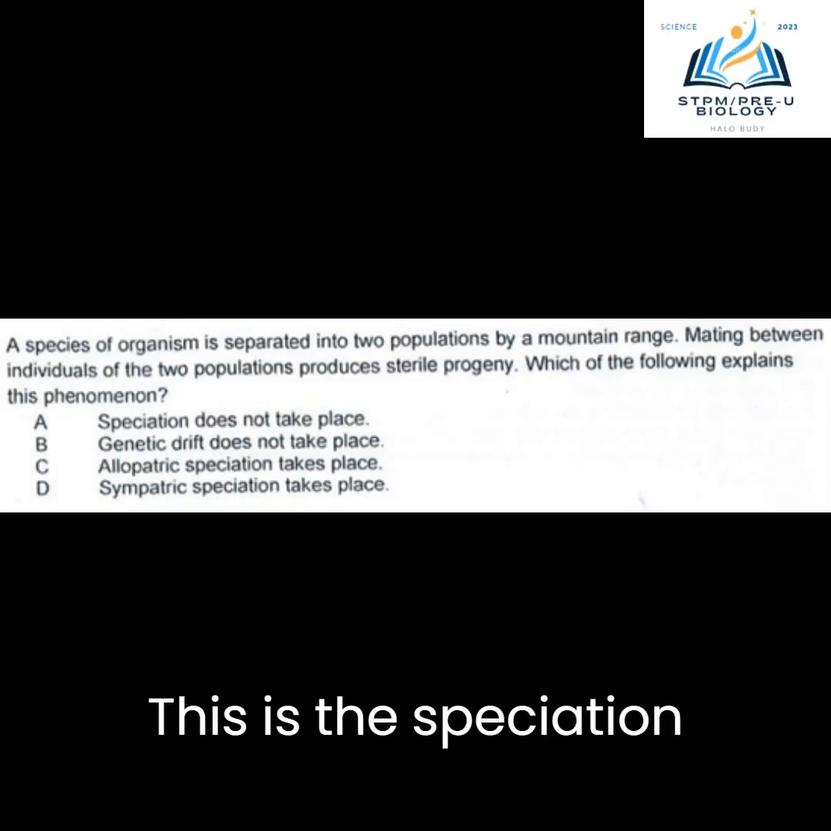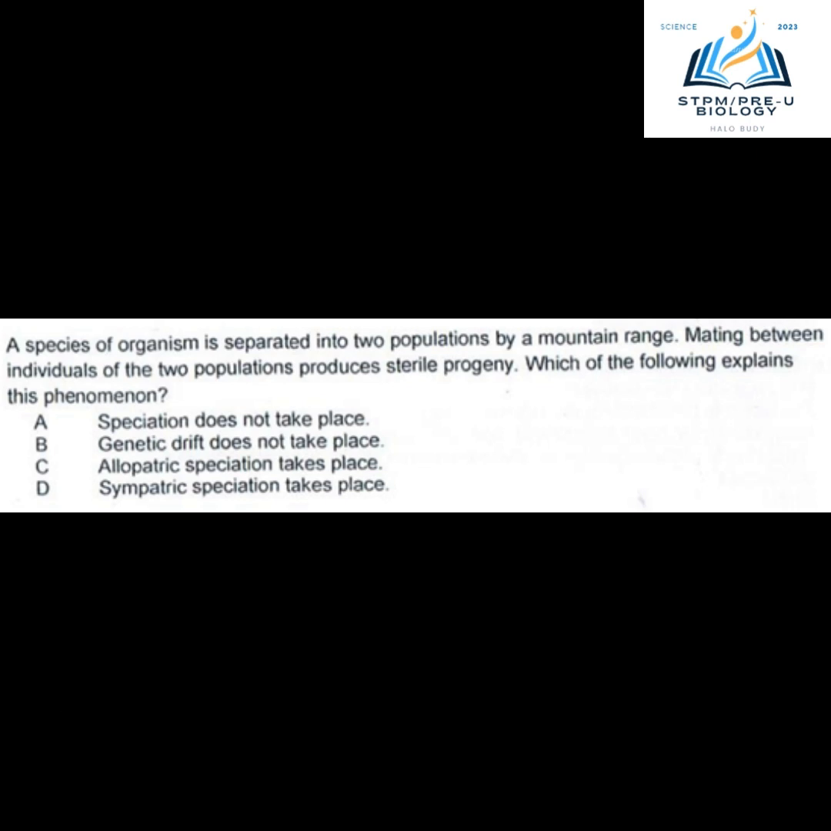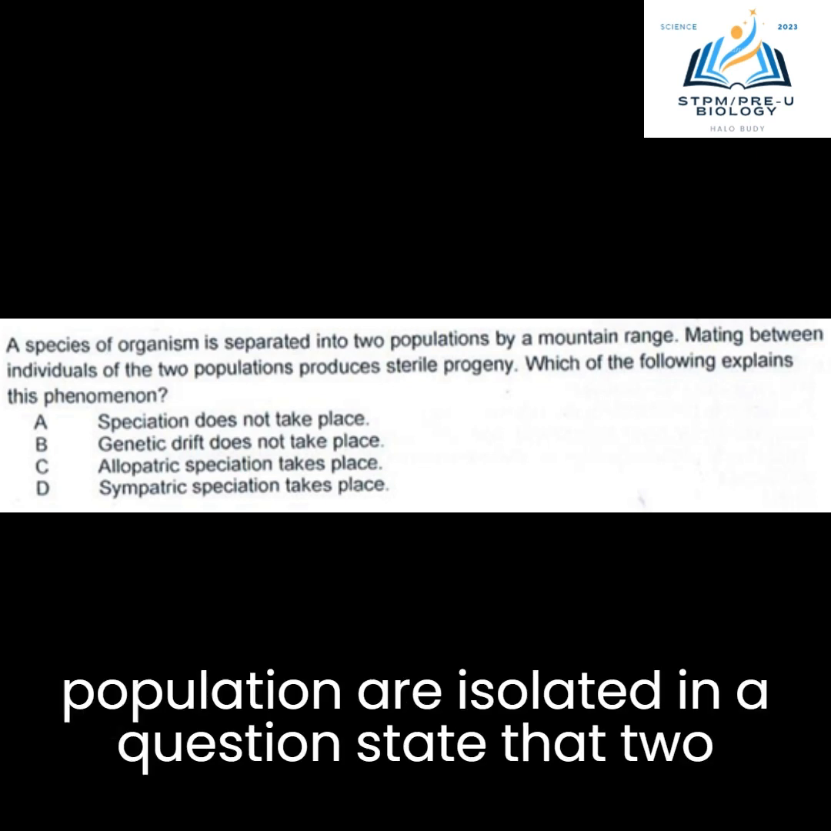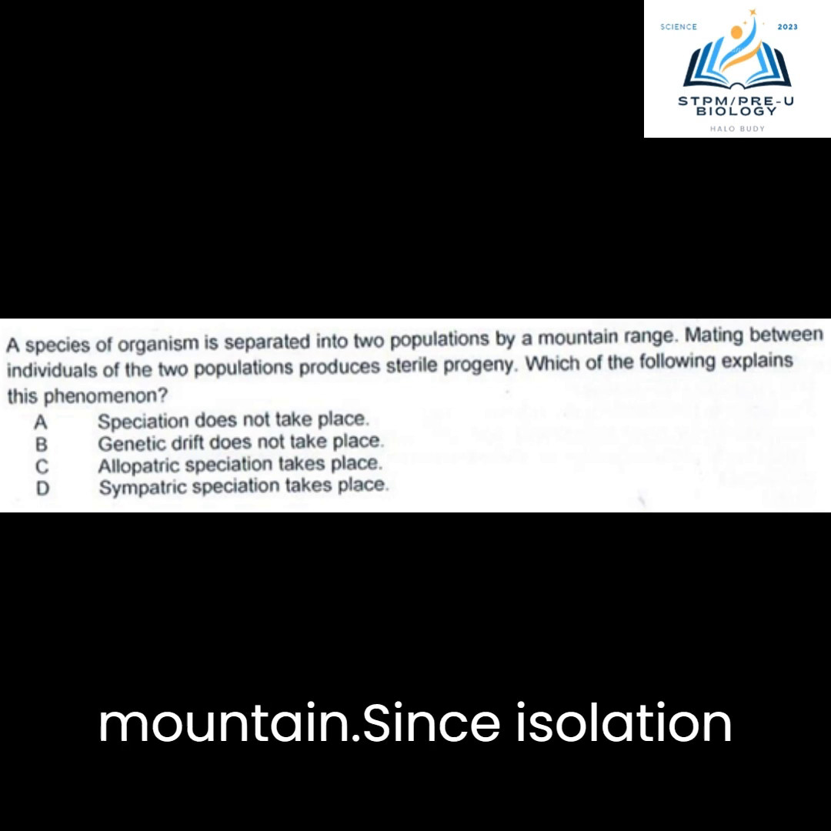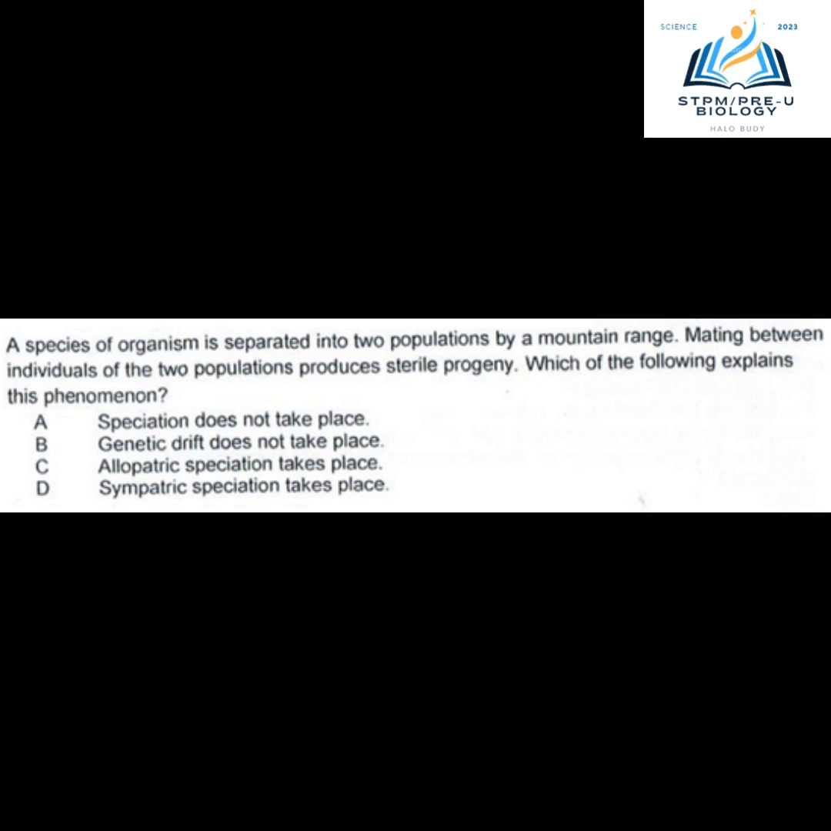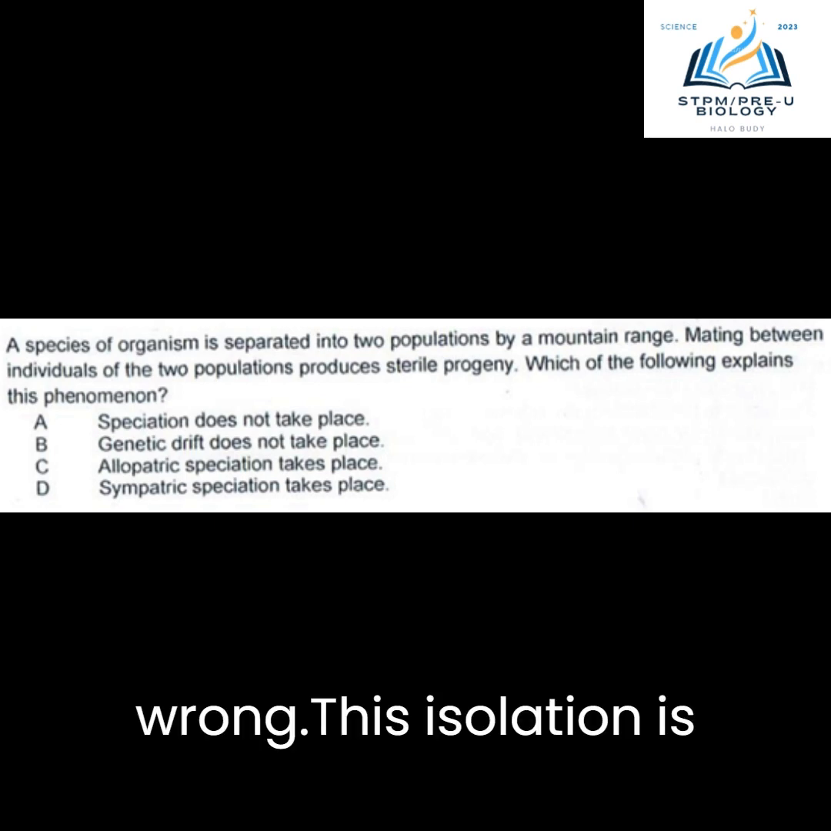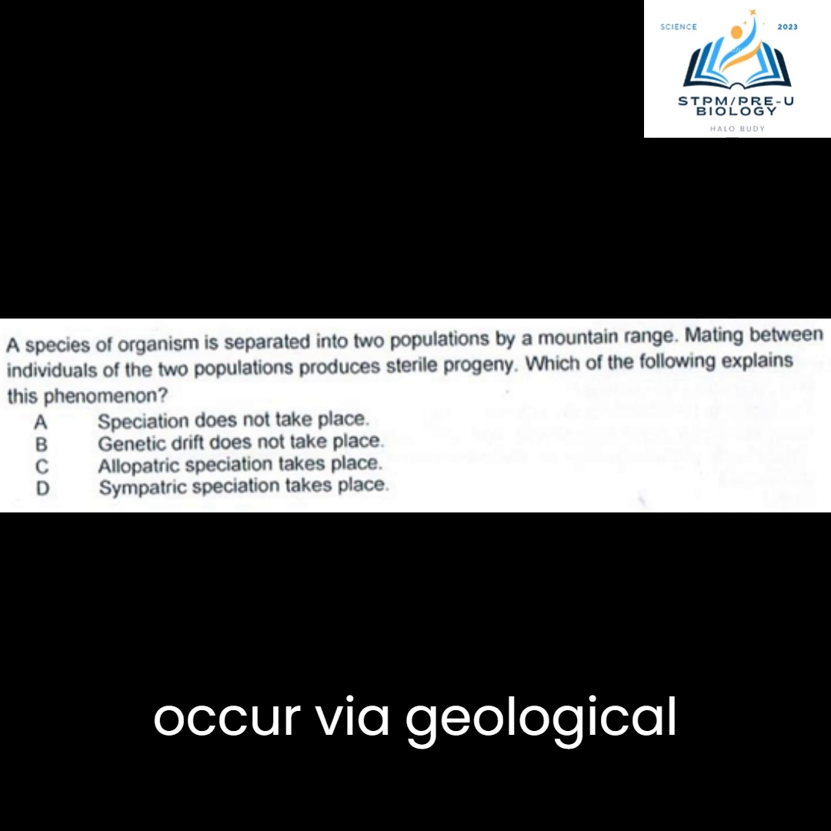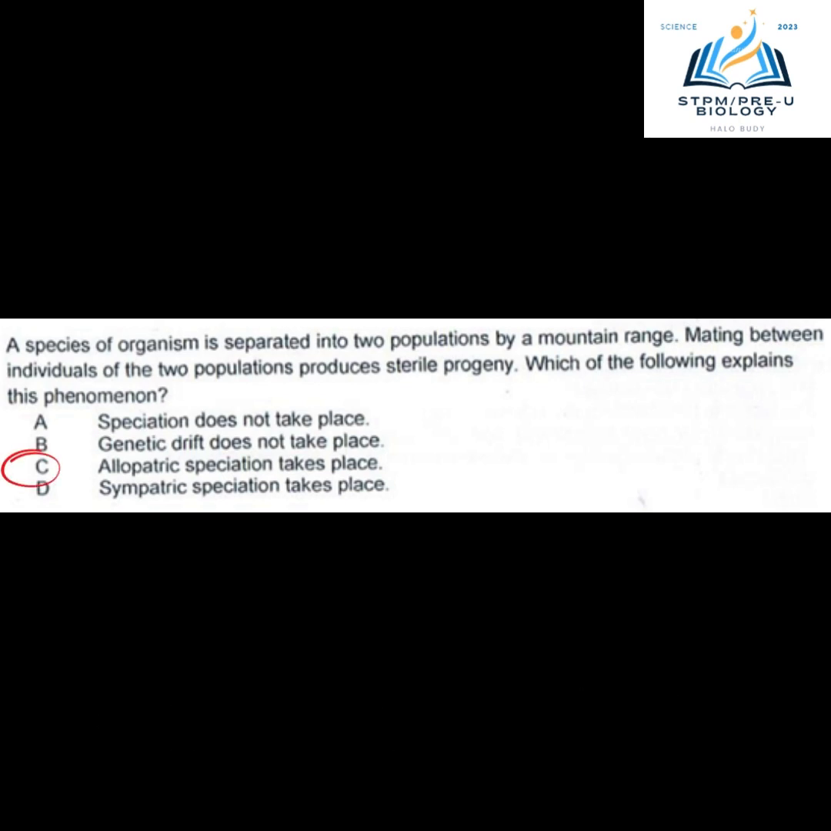This is the speciation determination question. The question states that two populations are isolated in a mountain. Since isolation occurs, speciation will occur. A and B are wrong. This isolation occurs via a geological process, hence it is allopatric speciation. The answer is C.